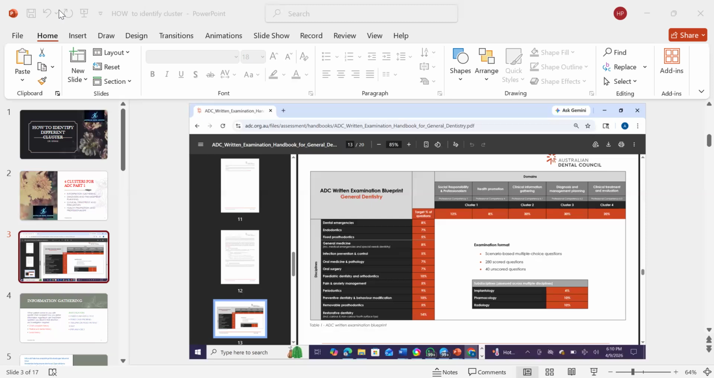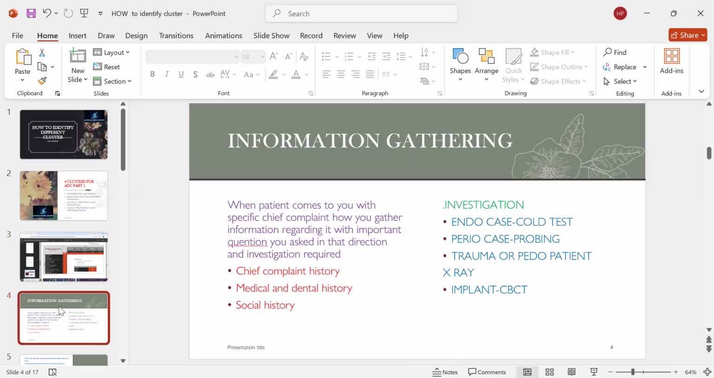So the first question normally they ask belongs to information gathering. They give you all the history and they will ask you the question. So what belongs to information gathering? When a patient comes to you with a specific chief complaint, you ask the patient an open-ended question. If you go through the TG, you are not going to jump directly to the close-ended question. If the patient comes with pain, you are going to ask, can you describe the pain?